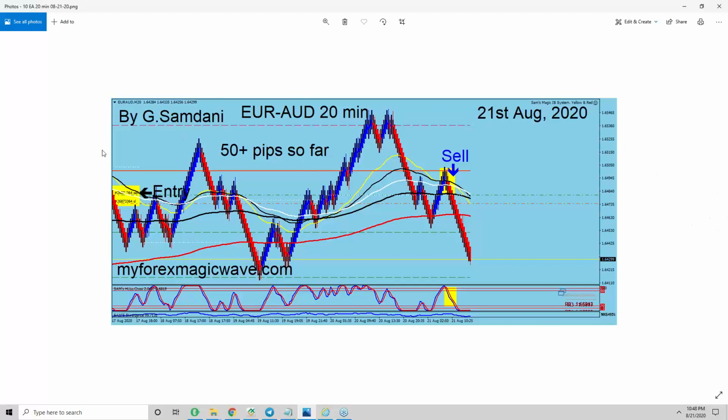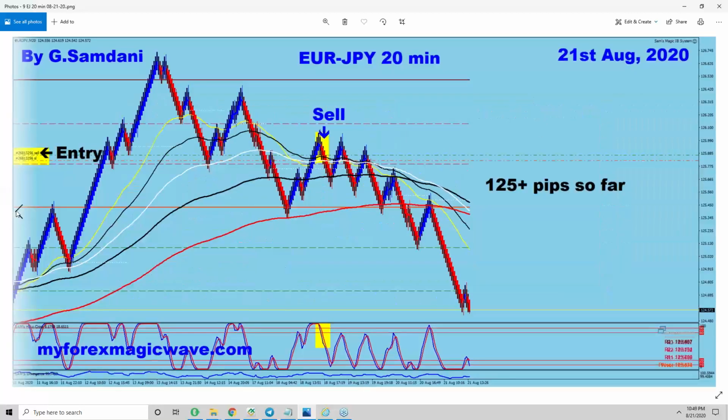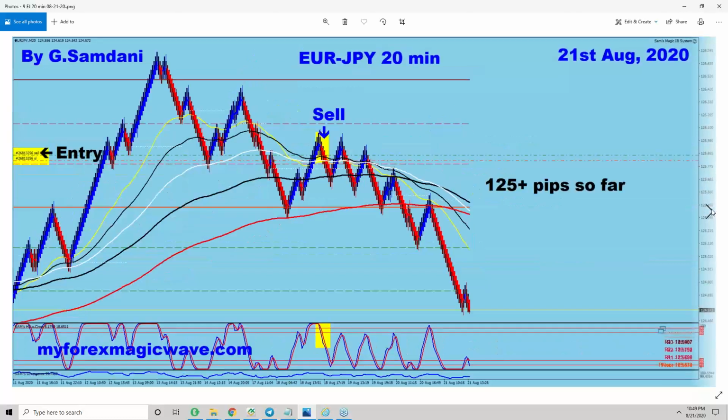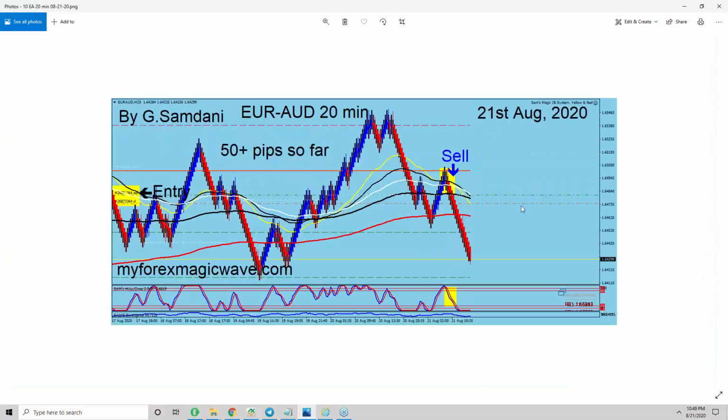So on the 21st, because of the Euro news, I was able to trade Euro USD, Euro Aussie, and Euro Yen. Some other Euro pairs probably all went down because the news was bad. We do not trade the news. We trade after the news. We trade the reaction to the news. After the news comes out, we make sure that we have a proper setup.